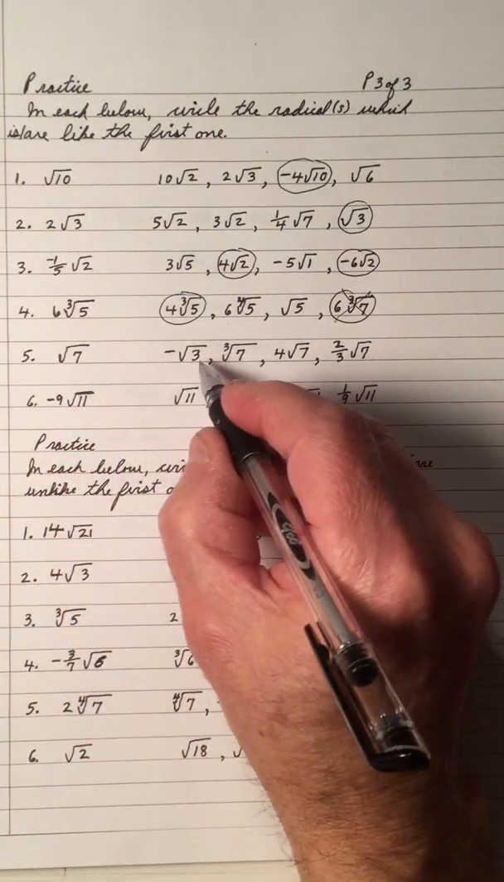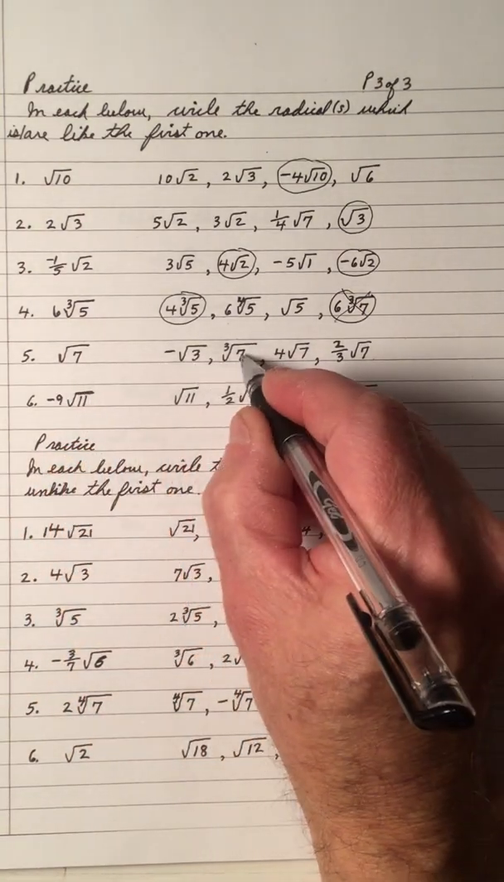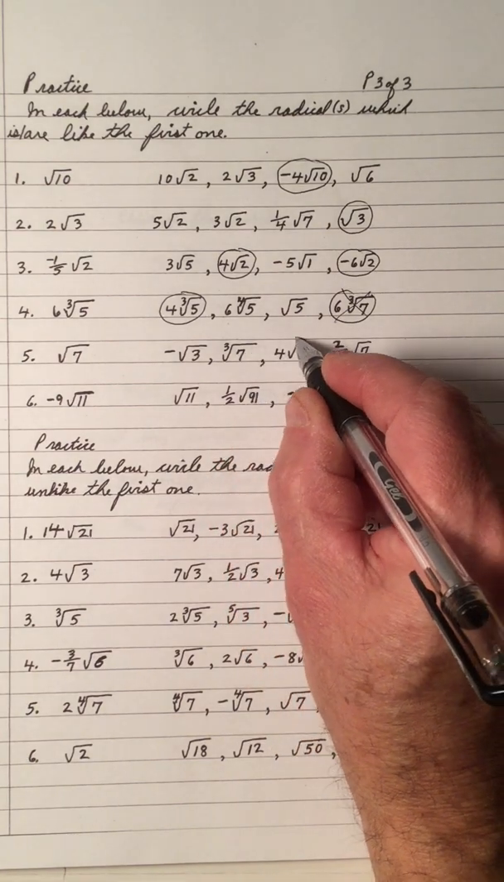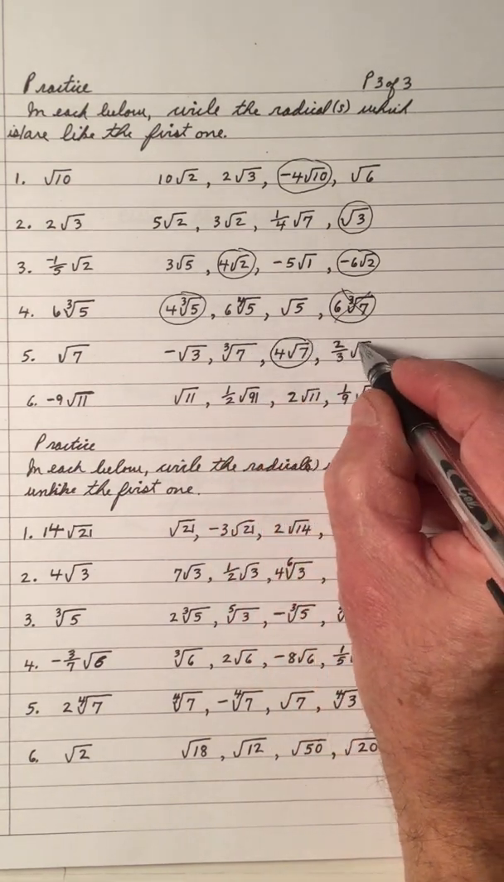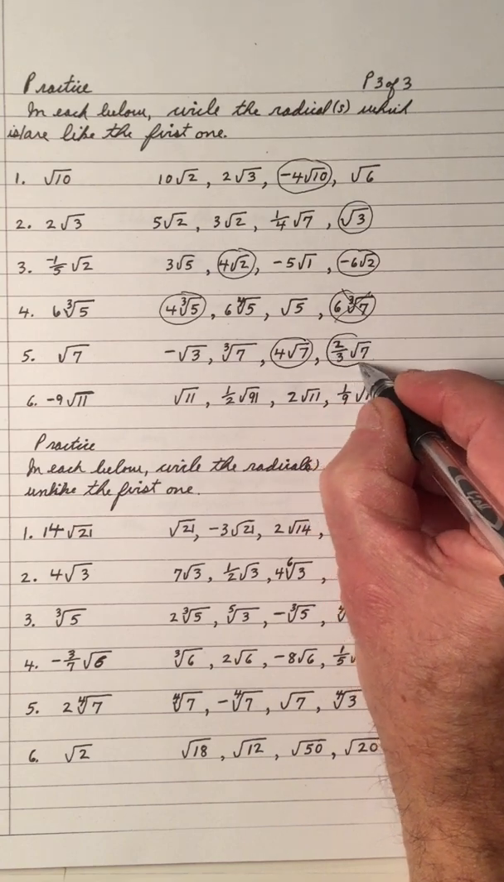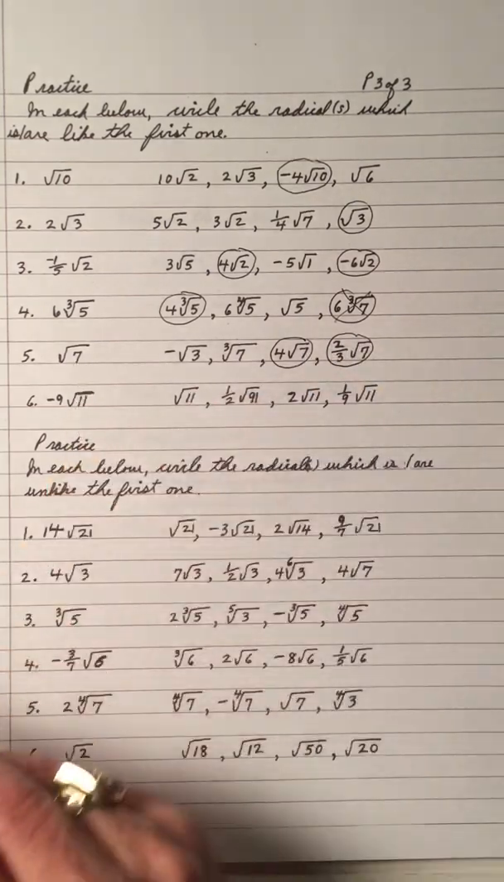Number 5, the square root of 7. No. Cube root of 7. No. There's the square root of 7. Yes. And 2/3 square root of 7. Yes. So these two are like this one.